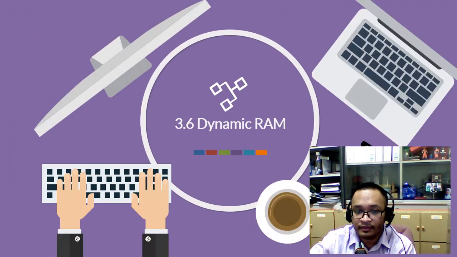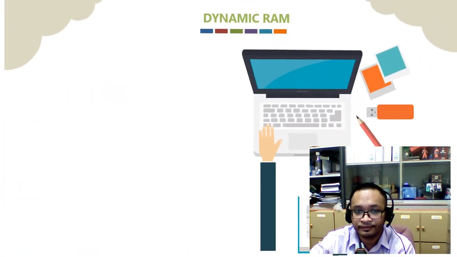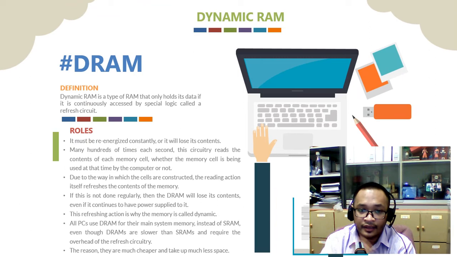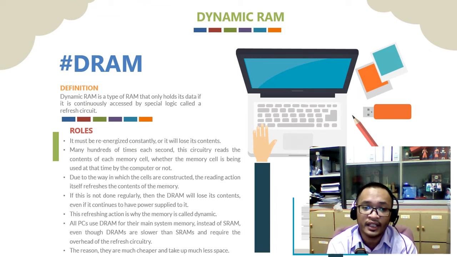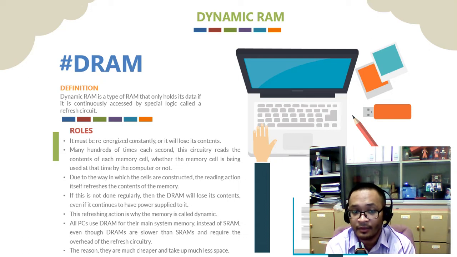So DRAM, dynamic RAM. Dynamic RAM, or DRAMs, only hold data if it is continuously accessed by special logic called a refresh circuit. Even if you have electrical power supplied to it, if the refresh circuit is broken, the data on the RAM will be lost.